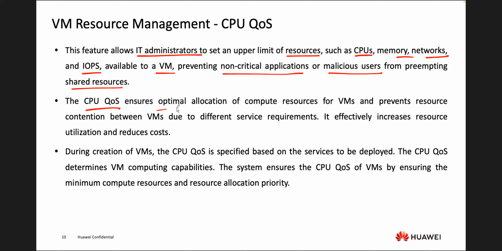You then have optimal allocation of the resources, and during the creation of those VMs, when you create a VM on FusionCompute, your CPU quality of service is specified based on the service that needs to be deployed. So it doesn't allocate resources that aren't needed. Based on what you need to be deployed, it allocates the CPU resources. It also gets determined by your VM's computing capabilities.